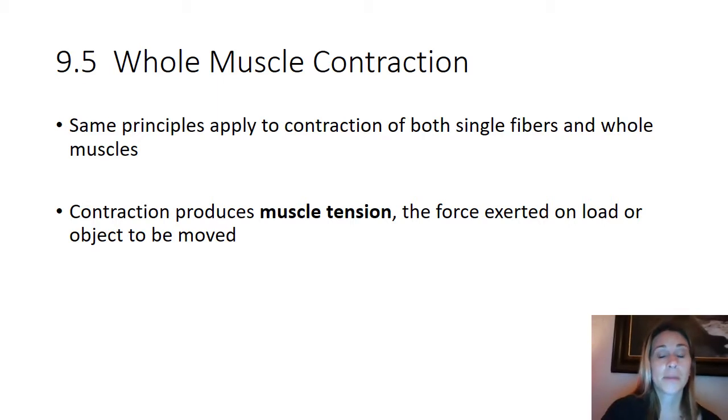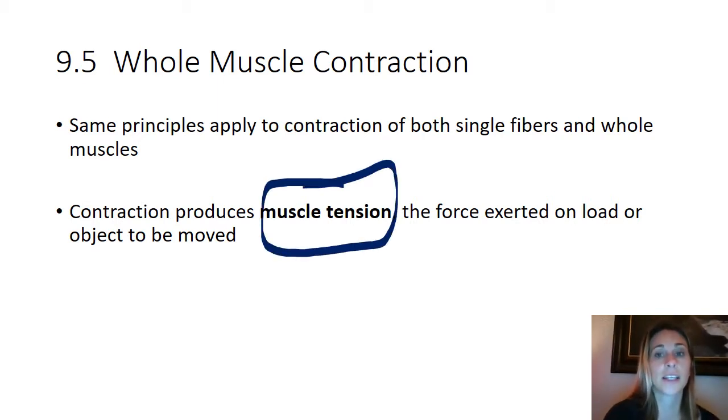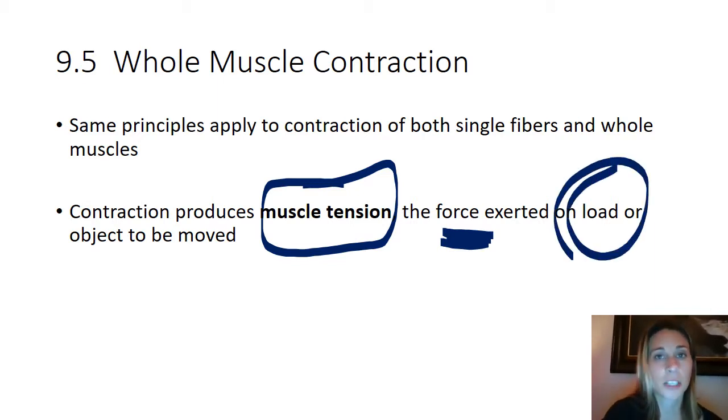So the same principles apply obviously to single fibers as to the entire muscle itself, as we just looked at. Muscles that are contracted are a little bit fatter and a little bit shorter, and muscles that are relaxed are a little bit further away and a little bit longer, right? And of course thinner in the middle. So what contraction actually does is it produces muscle tension. And muscle tension is defined as the force that's exerted on a load or some object to be moved. So tighter and tighter contractions mean that more and more muscle tension is present in the overall muscle.